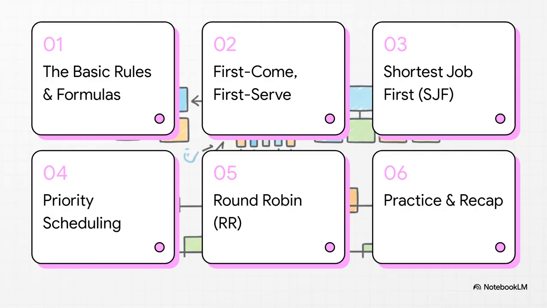Okay, so here's our game plan. We'll kick things off with the basic rules and formulas you absolutely need to know. Then, we're going to walk through 4 of the big scheduling algorithms, one by one. First come, first serve, shortest job first, priority, and round robin. And to wrap it all up, you'll get a chance to try one yourself, and we'll recap the key takeaways.